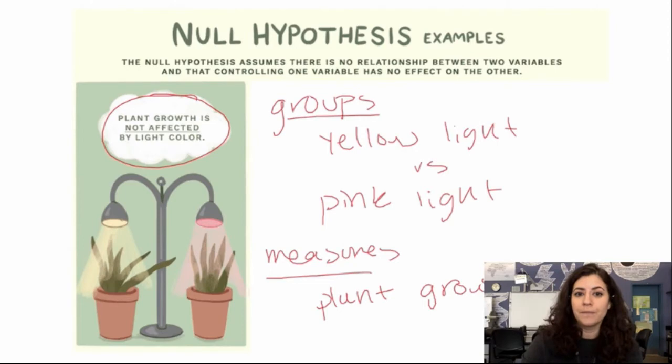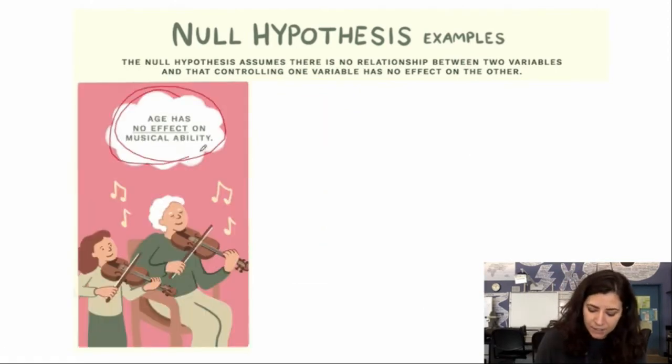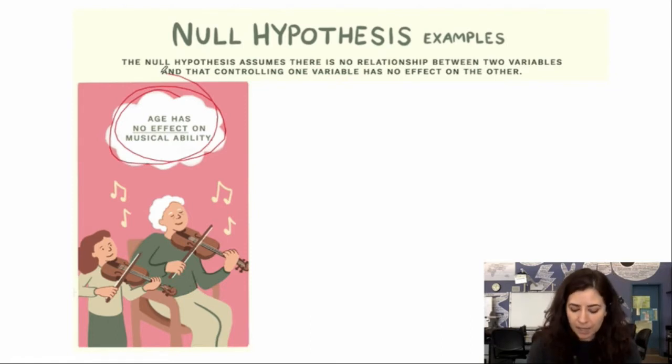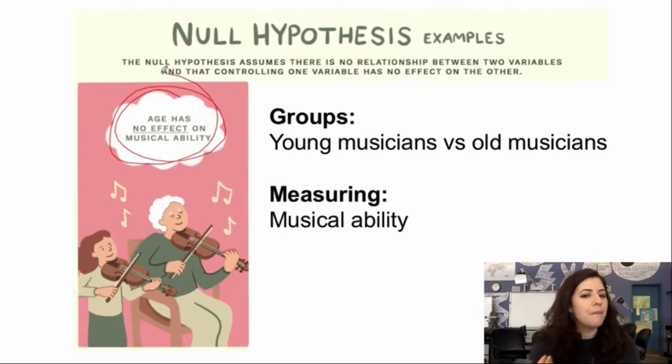Okay, let's do one more. So in this null hypothesis, we're saying that age has no effect on musical ability. So what would be the groups we would be comparing, and what would we be measuring in this experiment? So the groups would be young musicians versus old musicians, and we would be measuring musical ability. And we would use that data, compare the two groups to test the null hypothesis that young musicians have the same ability as old musicians. Okay, so that's a quick and dirty review of null hypothesis.